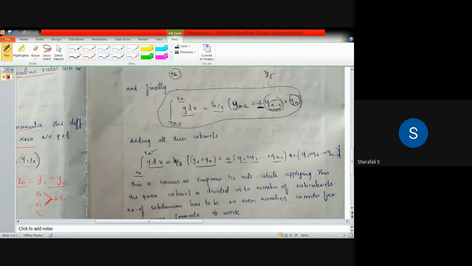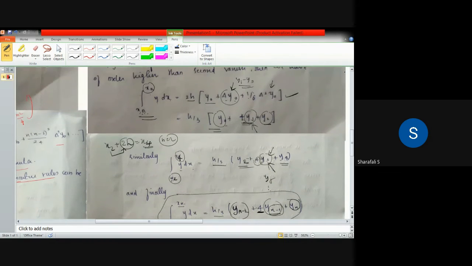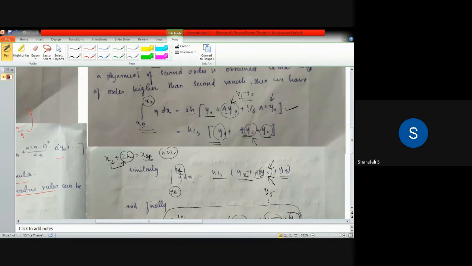Plus, what is 2 times? 2 times this term. Why is it 2 times? Because you are getting it two times in every equation. In each equation, you can see this is y0, which will appear only one time, but this one is y2, and this one also y2. So you are having y2 here, and you are having y2 here also. So you are having two times y2 in your integration. Two y2 terms are there.